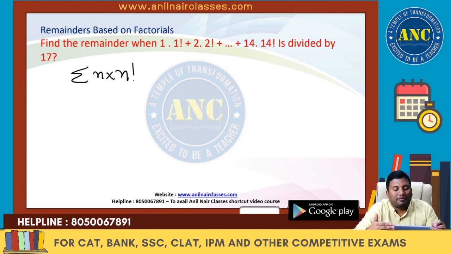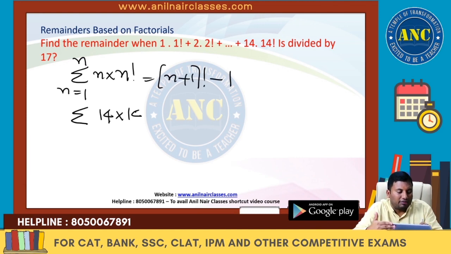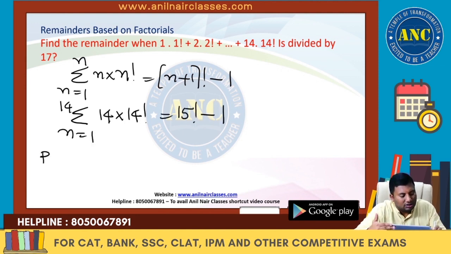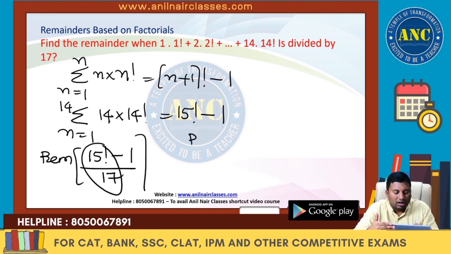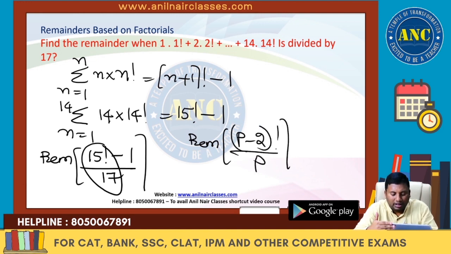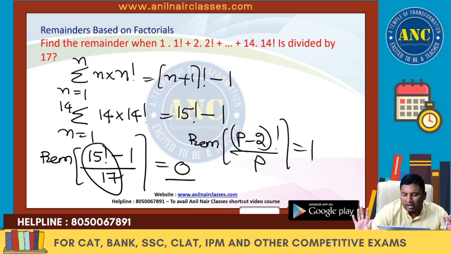N into n factorial, from n equivalent to 1 to n, is nothing but n plus 1 factorial minus 1. So this is nothing but 14 into 14 factorial, n equivalent to 1 to 14, which is nothing but 15 factorial minus 1. Now the divisor is 17. Remainder 1. 15 factorial minus 1 when divided by 17. This is 1. Why? Because p minus 2 factorial when divided by p is 1. 1 minus 1 is 0. I hope the idea is clear.